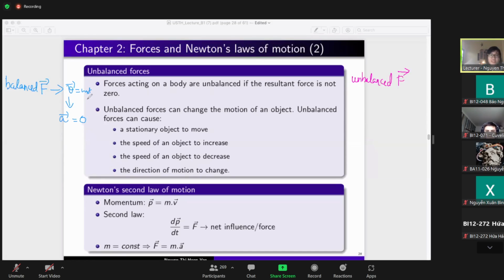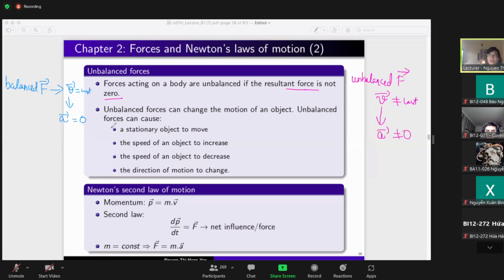Of course, we can guess. Now the velocity is not constant anymore. So the resultant force is not zero, of course. Resultant force is not zero. And in this case, v is not constant, and also the acceleration is not 0. Okay, and then what does this mean?